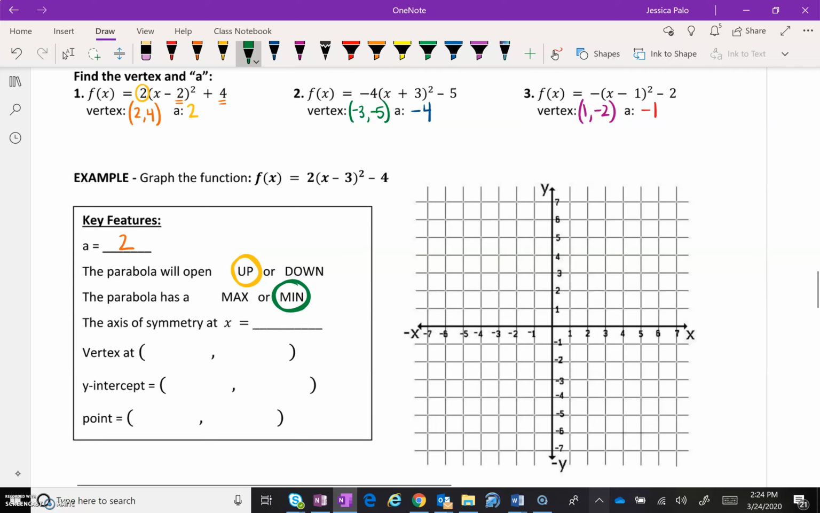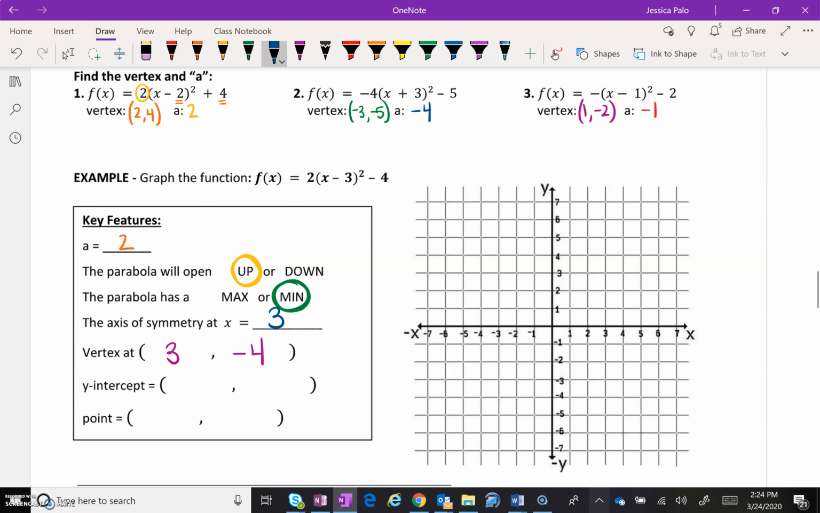So now we need to find the axis of symmetry. Well, we can quickly identify the vertex here. So let's do the vertex first. The vertex, we know, is (3, negative 4). And the axis of symmetry is the x value of the vertex, so x equals 3.